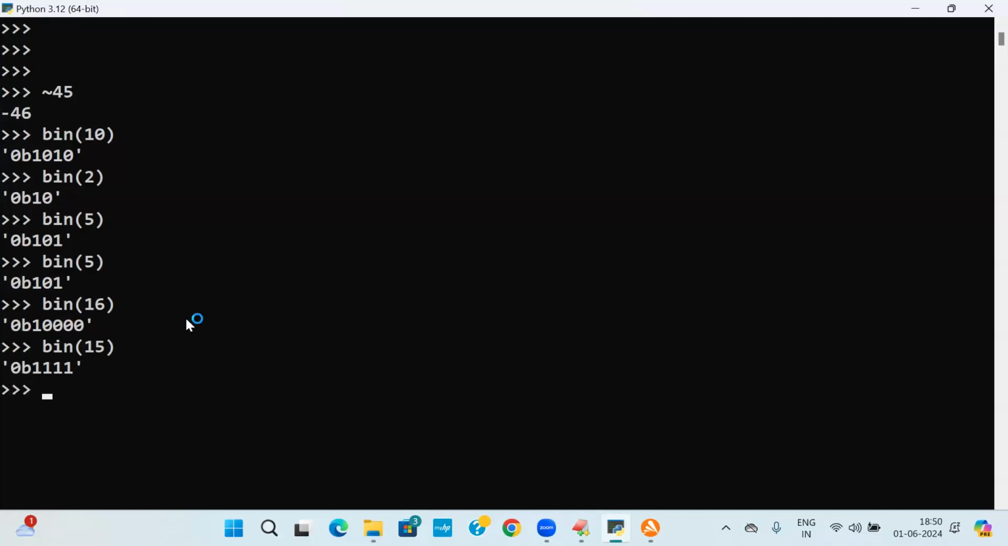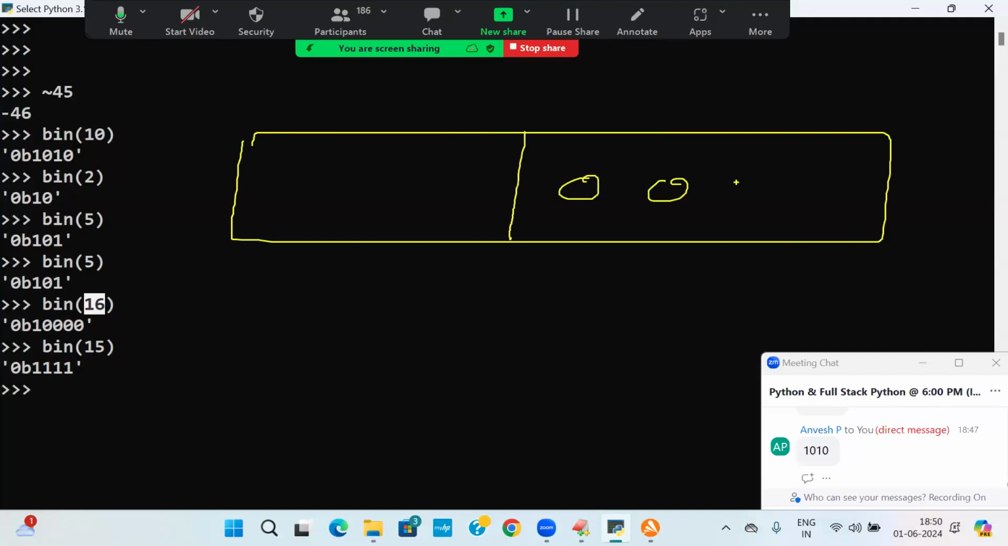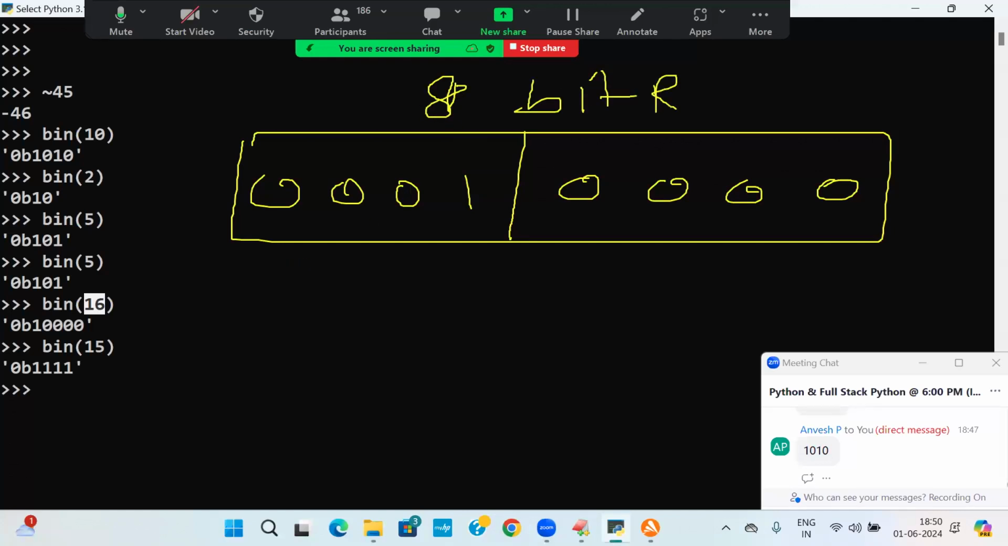More than 4 bits also will come. Example is what? 16. How do you write that? 0, 0, 0, 0. What is this now? 0, 0, 1. This is called what? What bit register is it? 8-bit register. Spell out: 8-bit register. It is an 8-bit register. 0, 0, 0, 1.